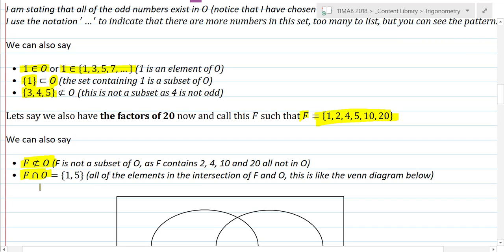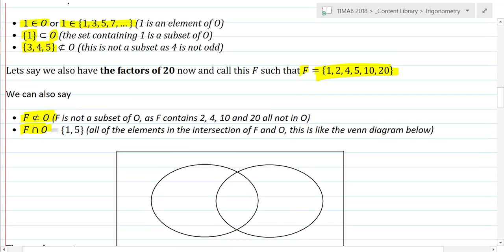The intersection of F and O, so when you have the U upside down, it's kind of like an A, just missing that middle stroke, so it's F and O. Think about what numbers are in F and O, that's what the intersection is. In this case, F and O are just 1 and 5. The numbers 1 and 5 are both factors of 20 and odd numbers. So that's the intersection. If, on the other hand, you're doing F or O, it would be every number that's contained in O or F, which means it would be every odd number plus the 4 even numbers contained in F. That would be F or O.